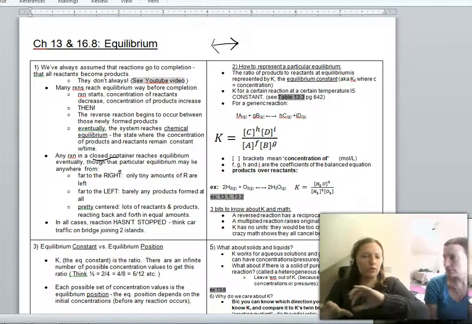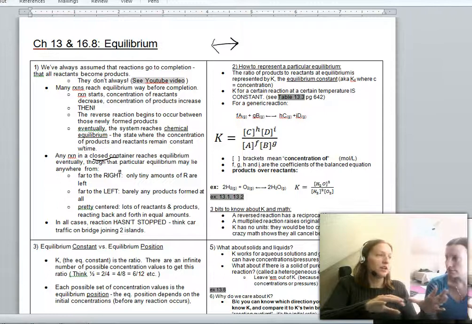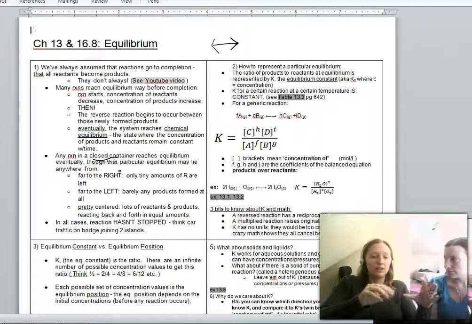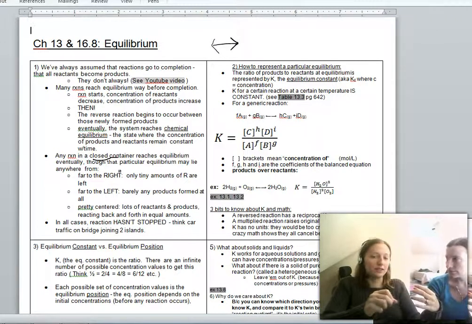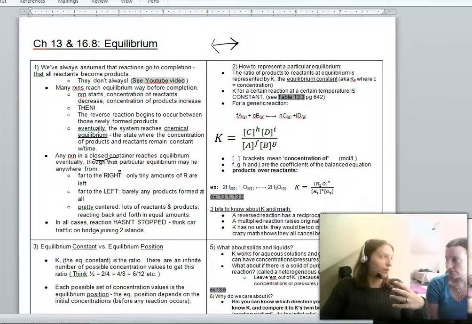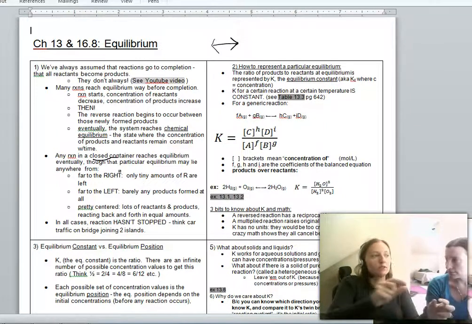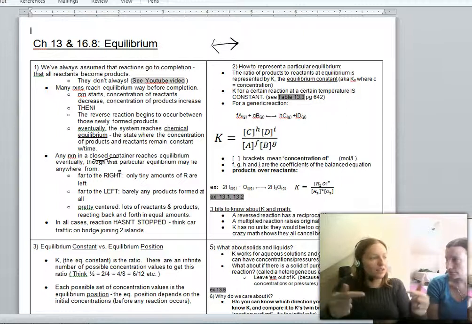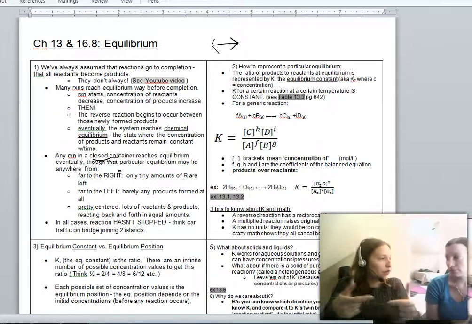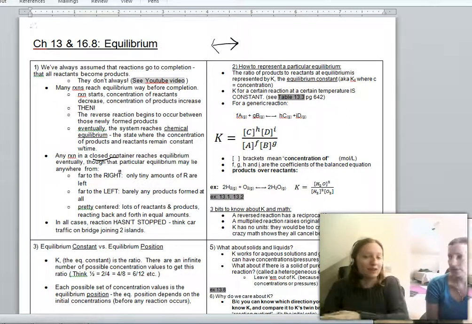If you have an equilibrium that's lying far to the left, it means that most of what you have is reactants, and there are barely any products that have been formed. So, you know, you set this thing up and you let it go and it makes a little bit of products. And then you've got back and forth flow between the products and the reactants, but not a lot of it ended up staying as products.